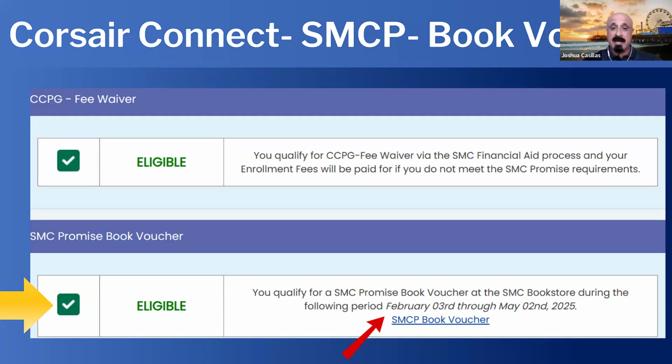If for some reason you paid out of pocket and you qualify for a book voucher, you qualify for a refund during those dates for this spring semester, February 3rd to May 2nd, for the books, material, supplies. So long as you bought them at the SMC bookstore and you have your receipts, contact the bookstore directly to find out about a refund.